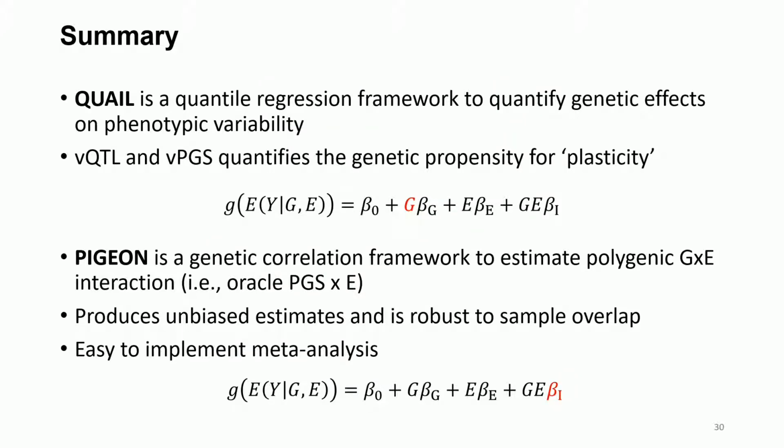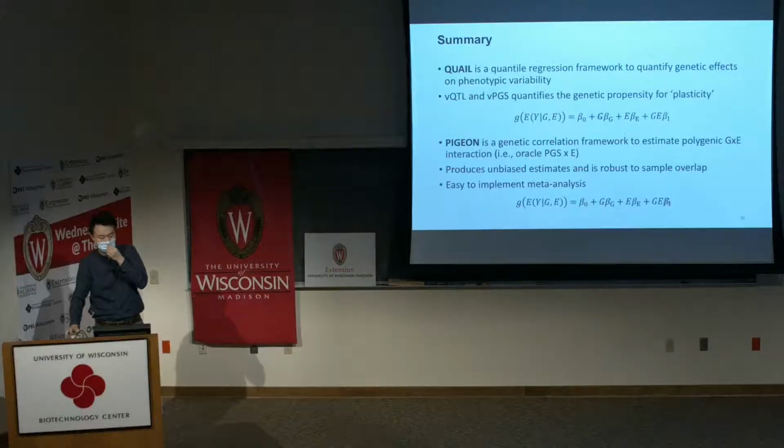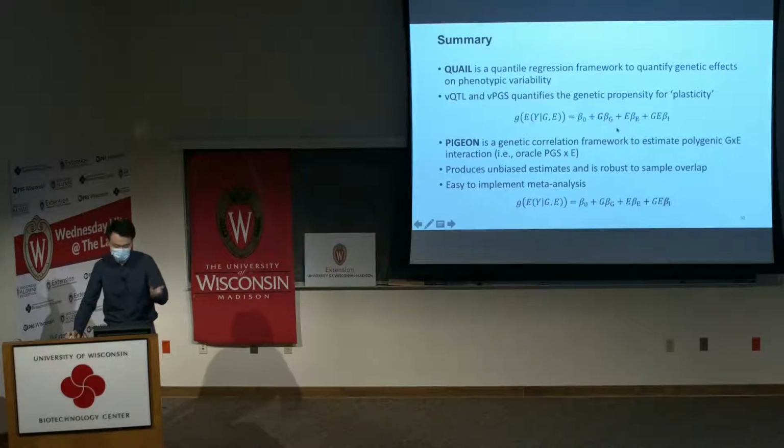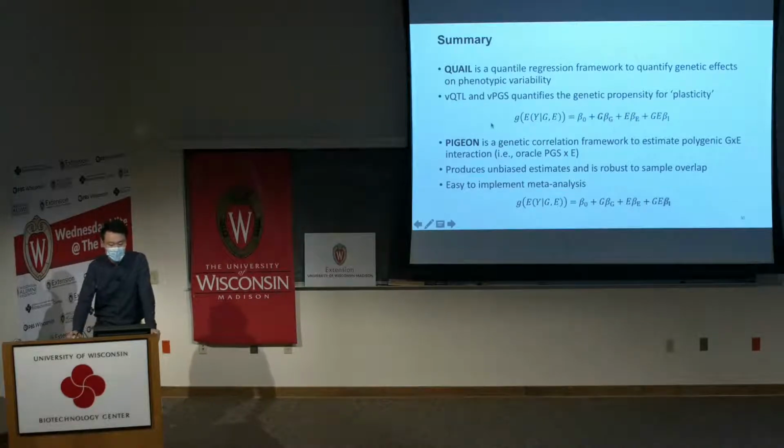gene-by-environment interaction. Queer is more about, can we find better G? Can we prioritize SNP better by looking at the SNP that's contributing to phenotypic variability? Or can we construct this variance PGS that quantifies how plastic you are, how sensitive you are for environment, how likely you're going to react to environmental variability, and show different phenotype.